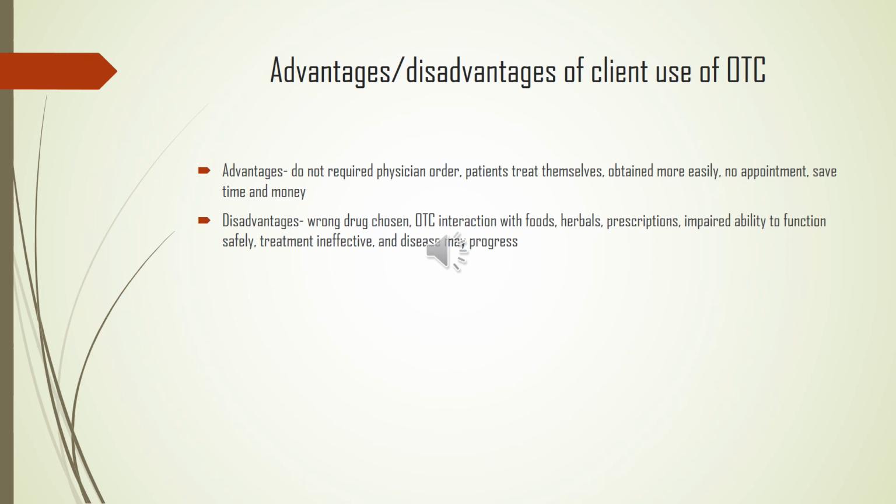The disadvantage is the wrong drug chosen, wrong dosage chosen, not high enough or too high. Over-the-counter interactions with food and herbal prescriptions, impaired ability to function safely. Treatment is ineffective, and disease may progress. Like we talked about with garlic, they may be taking garlic and they may be on Coumadin, and you cannot regulate their PT-INR. That can be a problem in and of itself.